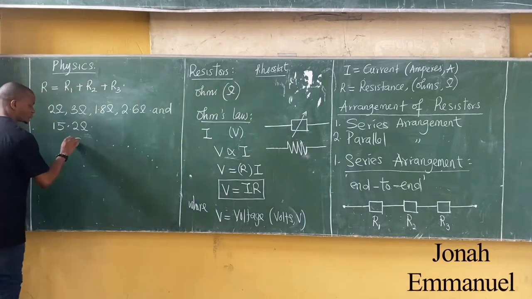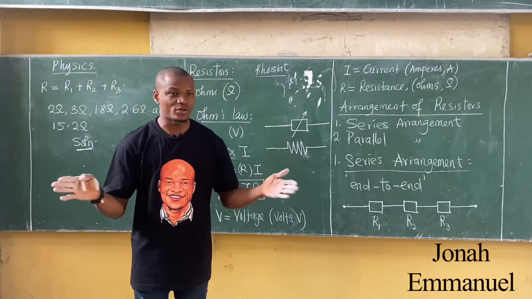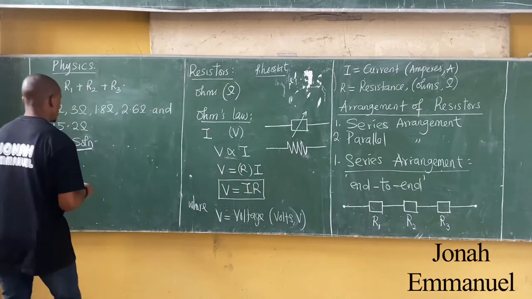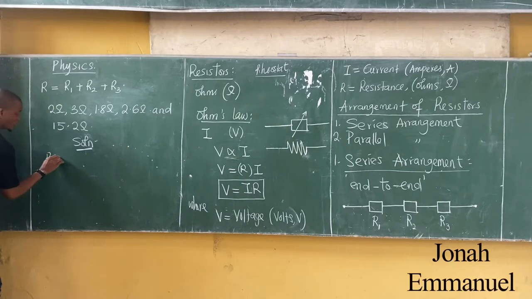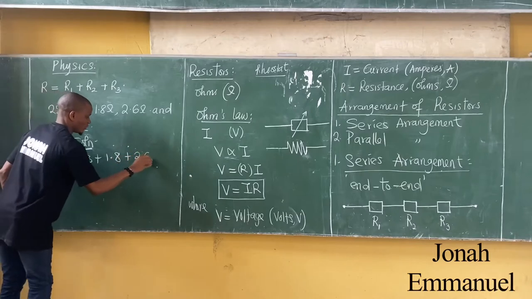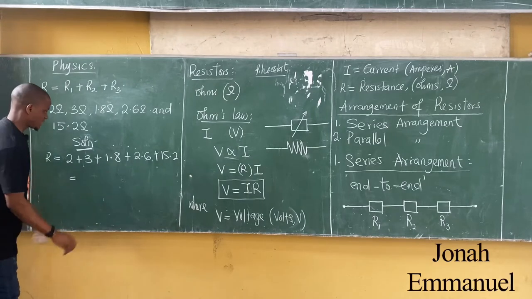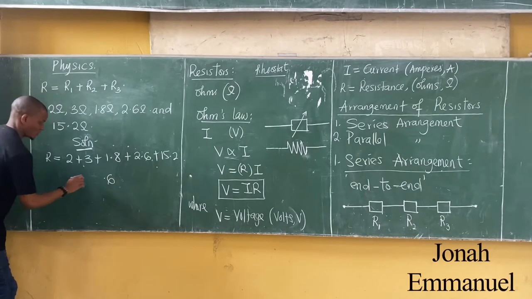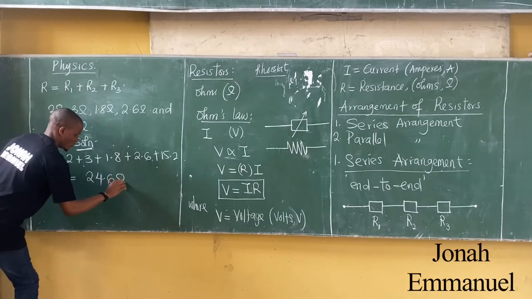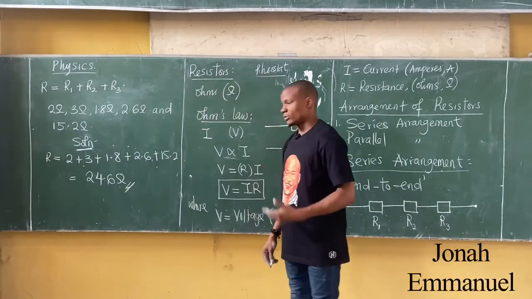Alright, solution to this. Whenever you're asked to find equivalent resistance, simply look for the pattern of arrangement. If it's in series, simply sum up their values. That's all. So my equivalent resistance R will be equal to 2 plus 3 plus 1.8 plus 2.6 plus 15.2. Sum this up, what do you get? That's 24.6 ohms. That's your answer.